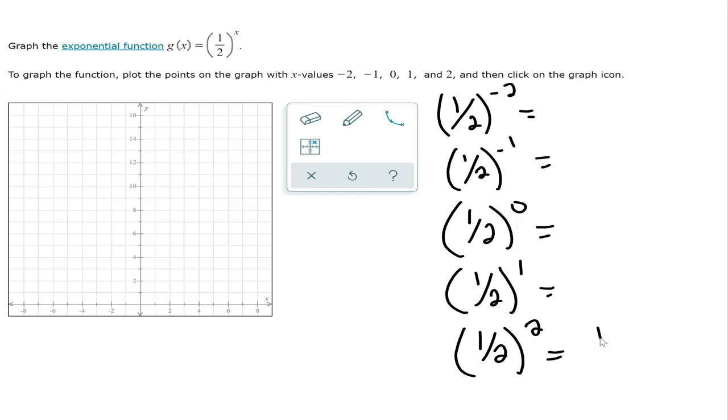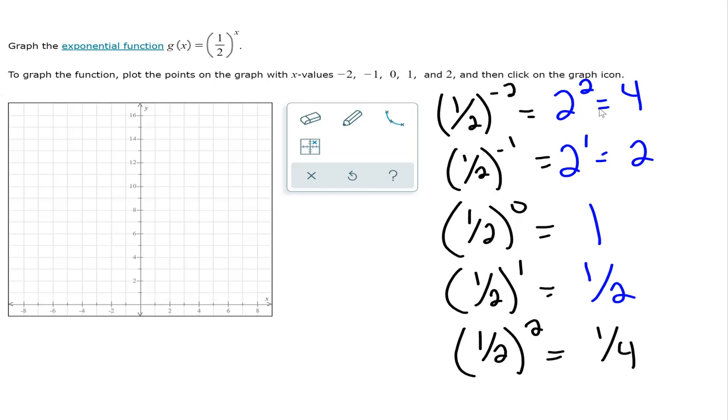1/2 to the second power is 1/4. 1/2 to the first power is 1/2. 1/2 to the 0 again is 1. 1/2 to the negative first power flips over, so it's 2 to the first, which is 2. And then 1/2 to the negative second power is 2 to the second, which is 4.